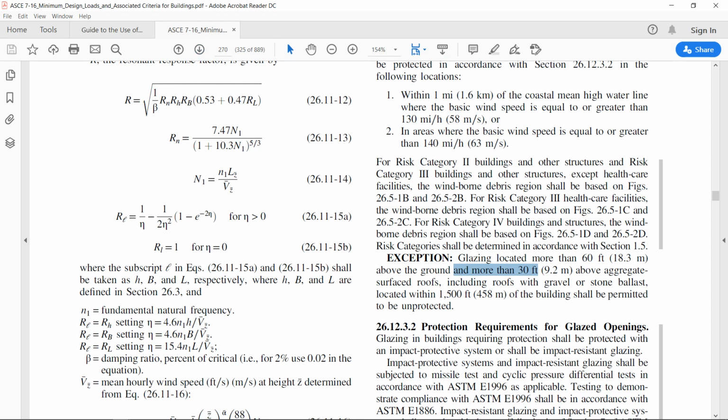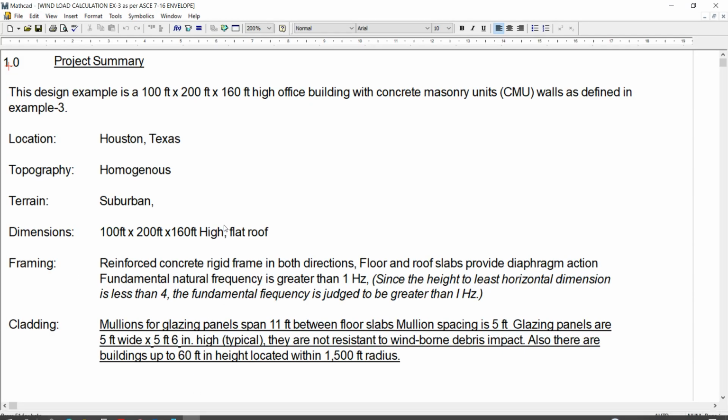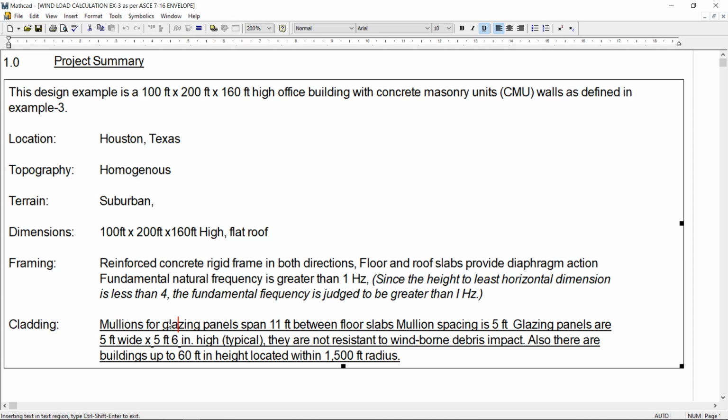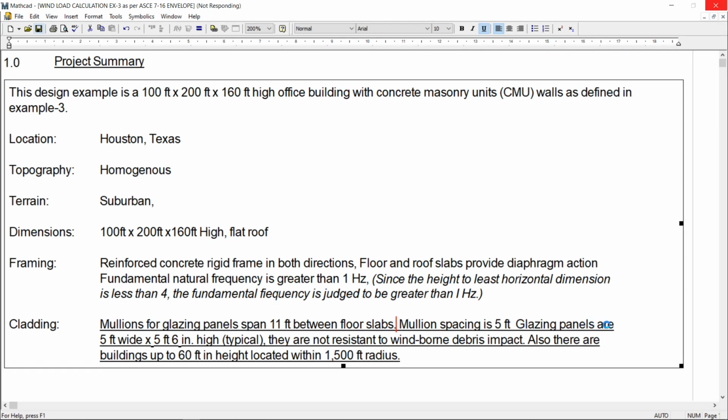Now based on this, I performed my calculation. I reproduce over here and I summarize all the information over here: mullions of glazing panels span 11 feet between floor slabs, and mullion spacing is 5 feet. Glazing panels are 5 feet by 5 feet 6 inch high, typical.